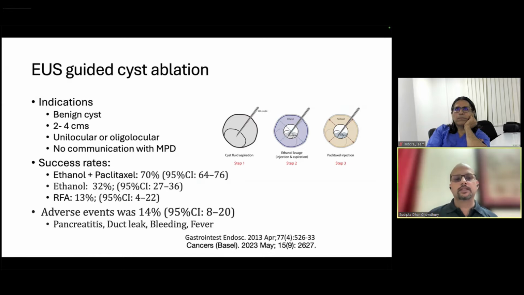The success rate of this has been the highest with ethanol and paclitaxel, to the tune of 70%, ethanol alone 32%, but RFA has had a poor success rate. The adverse events in this procedure are high, to the tune of 14%, and the more common ones include pancreatitis, intracystic bleeding, ductal leak, and fever. So this is still an area of active investigation and not currently considered a standard of care.